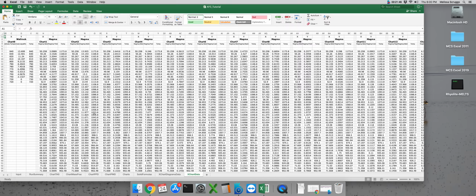So this concludes our tutorial on how to interpret a phase equilibria output file generated by the Magma Chamber Simulator. In our next tutorial, we'll cover how to use the MCS's different recharge functions.